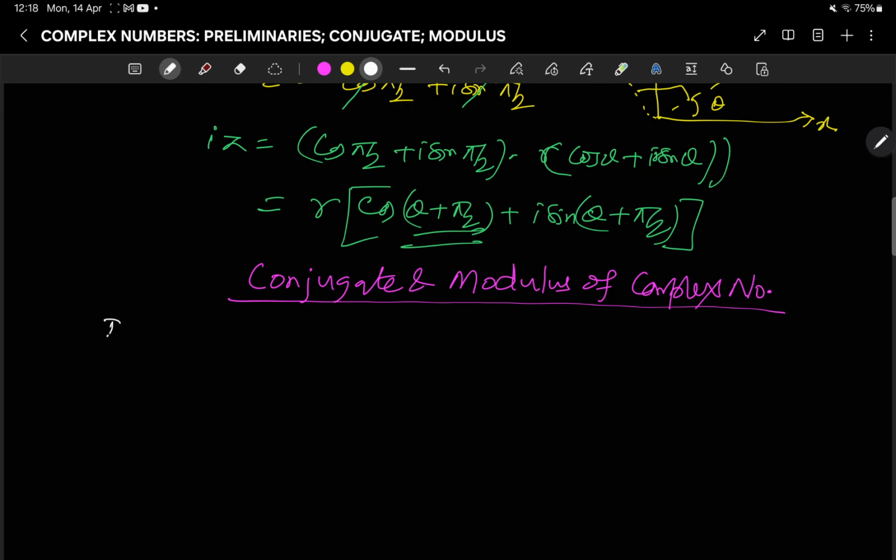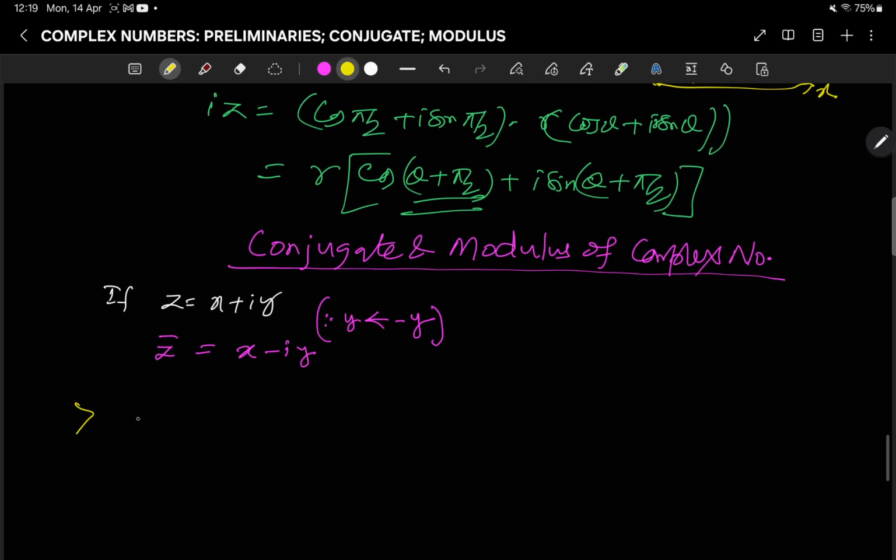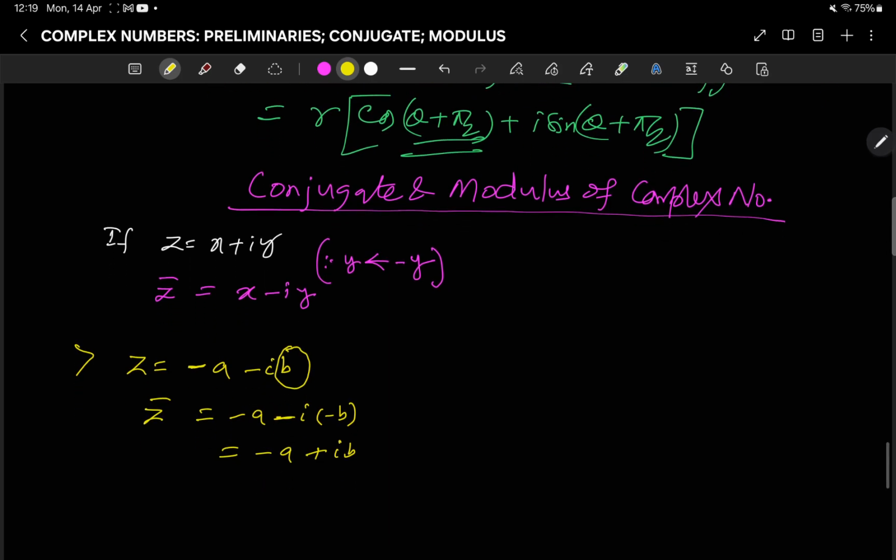Now coming to the conjugate of z. If your z is equal to x plus iy, then your z conjugate is x minus iy. That means here y is replaced by minus y. Likewise, suppose z is equal to minus a minus ib, what happens to your z conjugate? It is minus a minus of i into minus b, so this is minus a plus ib. That means the imaginary unit here is replaced by minus 1 times the imaginary unit.